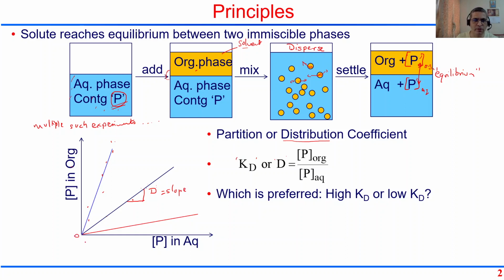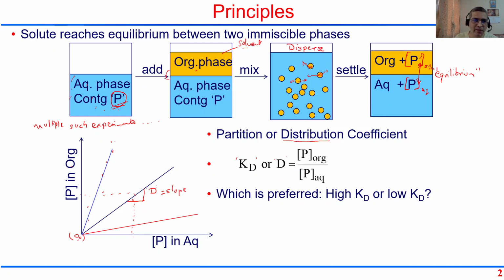It's passing through the origin, so the slope and the value at any point, P organic divided by P aqueous, y by x, because the line passes through the origin as we are showing here, the ratio of the two values y and x would be the same. So we call this the distribution coefficient.